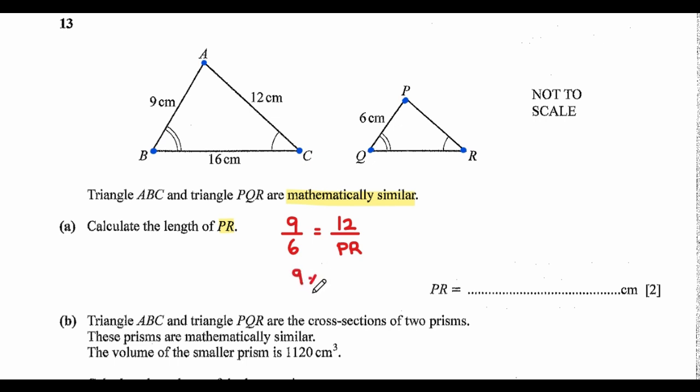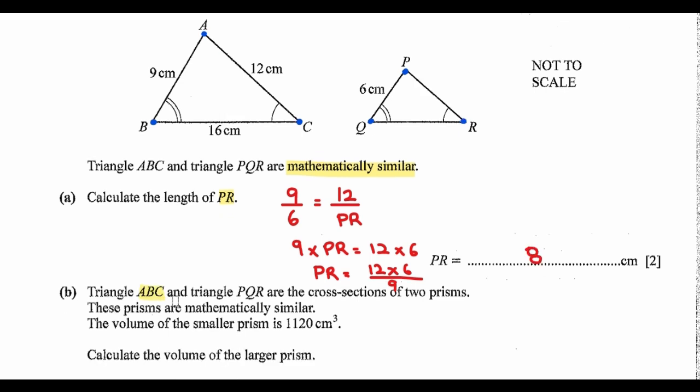To get PR, I'll cross multiply. 9 will be multiplied with PR and 12 will be multiplied with 6. To get PR, I'll take 9 to the other side, so it would be 12 times 6 divided by 9. So the final value of PR is 8 centimeters.